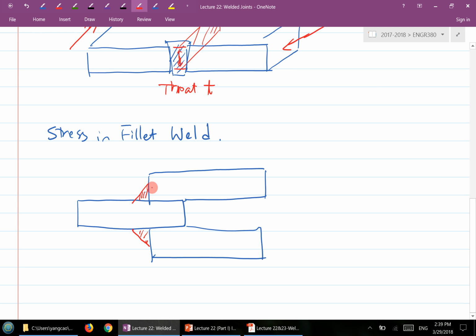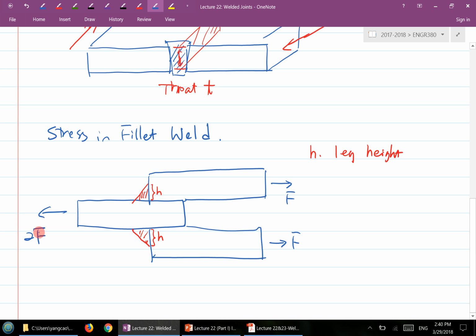Now suppose we have a leg height here, h. So this h is called the leg height. And consider a loading condition, for example, like this. You have two forces on one end and one force on the other end, which is in balance. That's the type of loading condition here.